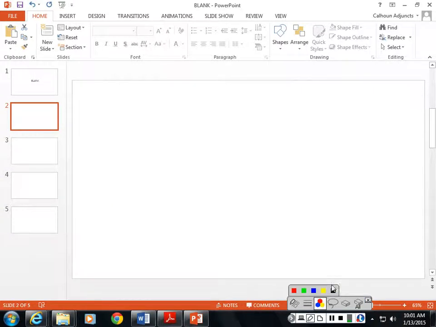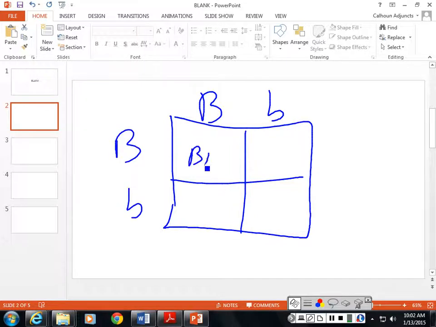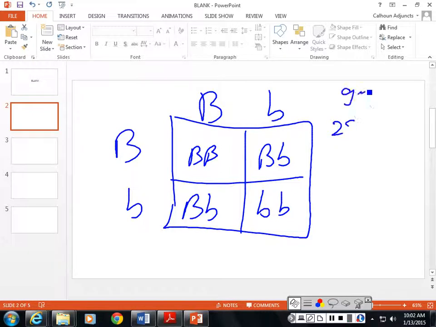And now let's say Dad is big B, little b, and Mom is big B, little b. So our kids are big B, big B, big B, little b, big B, little b, little b, little b. So we have two parents, both with brown eyes, because they're both heterozygous. They both have that dominant big B. But if you put them together, then you see that you're going to have, this is the genotype, 25% are going to be big B, big B.